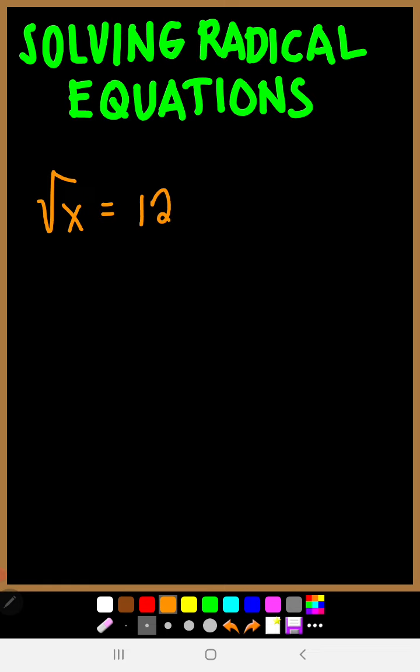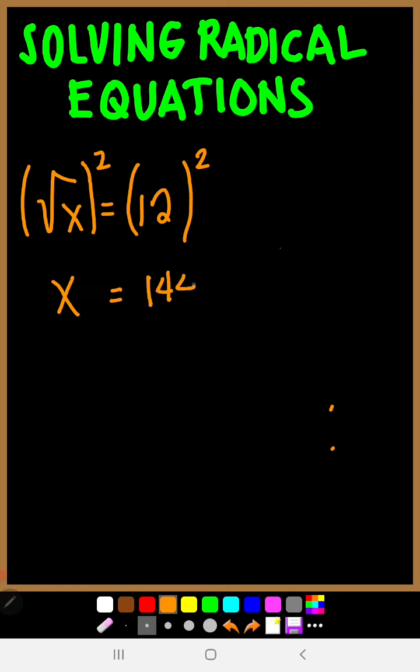Okay? So as you can see, yung kasama lang ni x is yung radical sign na square root. So, in order for us to remove the square root, sabi ko nga, opposite ng radical is exponent. Okay? So, we will just have to square both sides. So, square root of x squared, that will be equal to x. And then, 12 times 12 is 144.